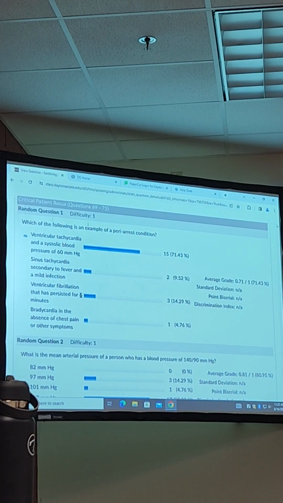VFib that's persistent for 6 minutes. It's not peri-arrest, that is arrest. Bradycardia in the absence of chest pain. Okay. Good guy. Be super healthy. VTAC with a crappy blood pressure. They're gonna die. VTAC with a good blood pressure. They couldn't die. They're gonna die. That's the VTAC. Not good.